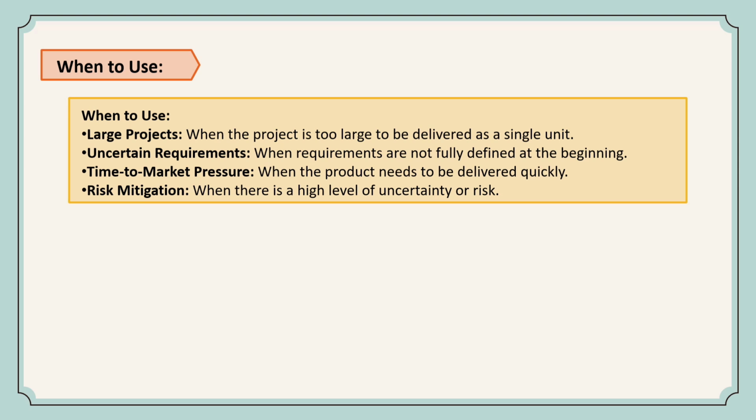Next is uncertain requirements. When requirements are not fully defined at the beginning, the incremental model can be used to address uncertainties gradually. As the project progresses, new requirements can be incorporated into subsequent increments, ensuring that the final product meets the evolving needs of the customer.